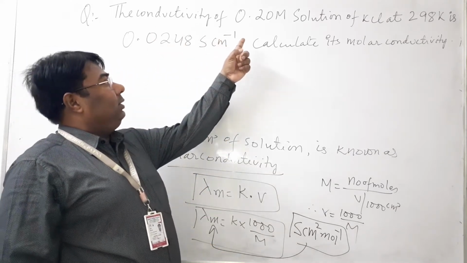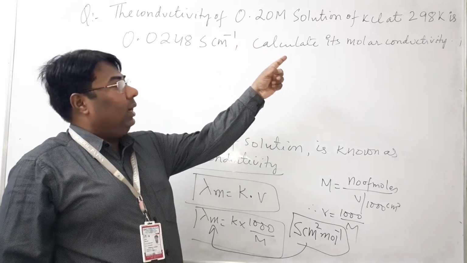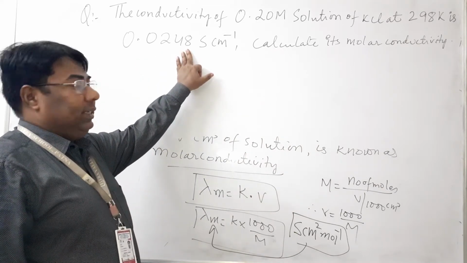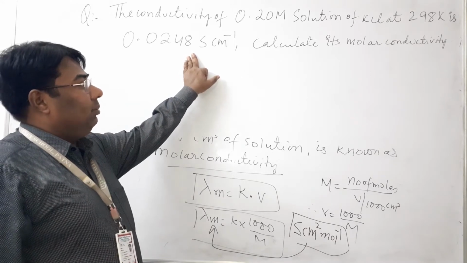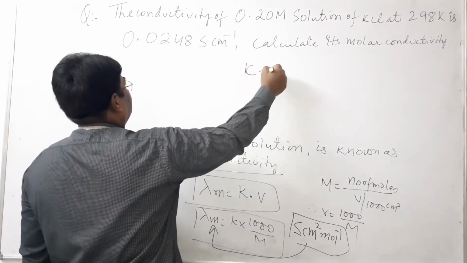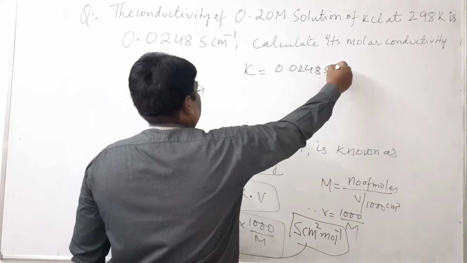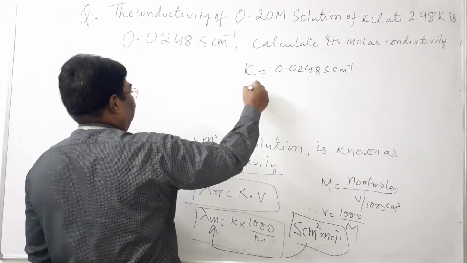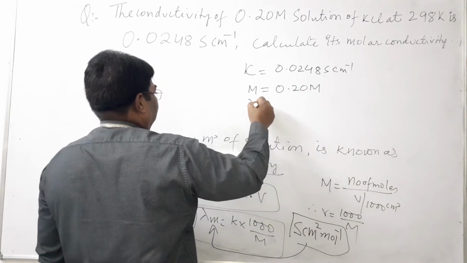Conductivity of 0.20 M solution of KCl at 298 Kelvin is 0.0248 Siemens centimeter inverse. Calculate its molar conductivity. In this question, conductivity is given, which is 0.0248 Siemens centimeter inverse, and concentration C or M is given, which is 0.20 capital M, and lambda m is equal to what?